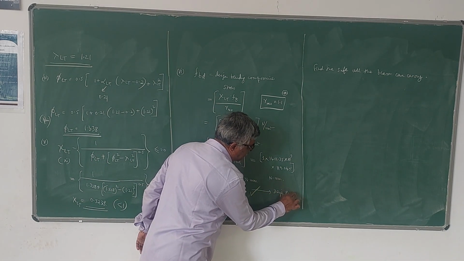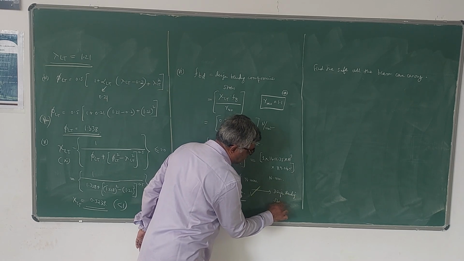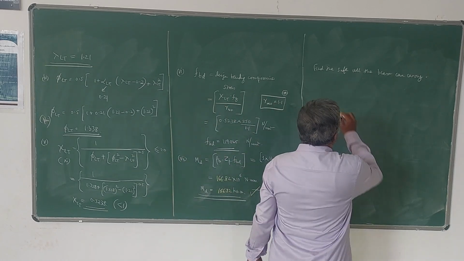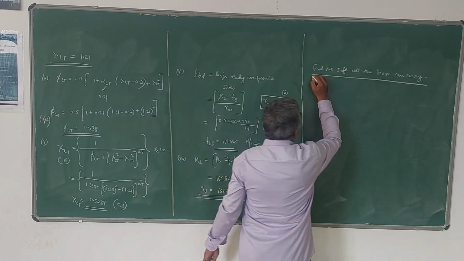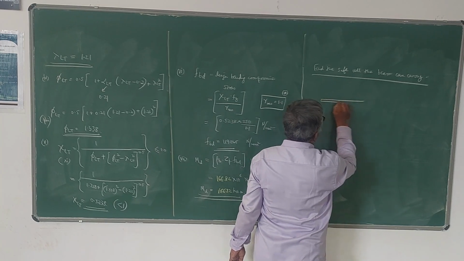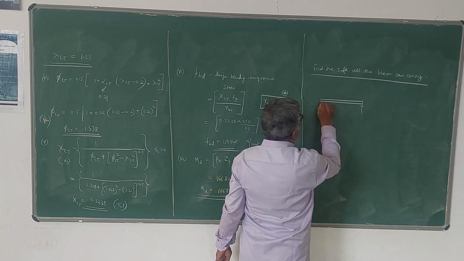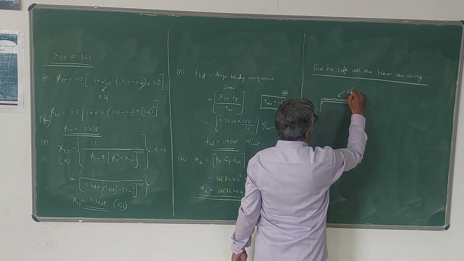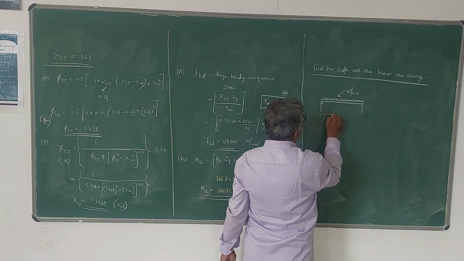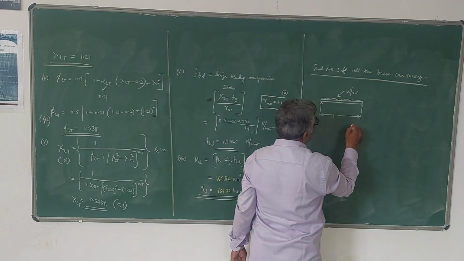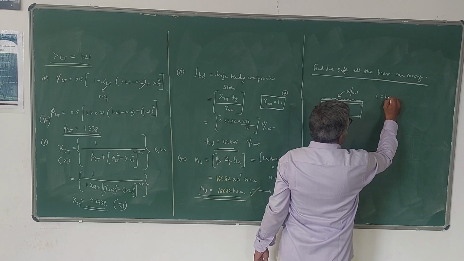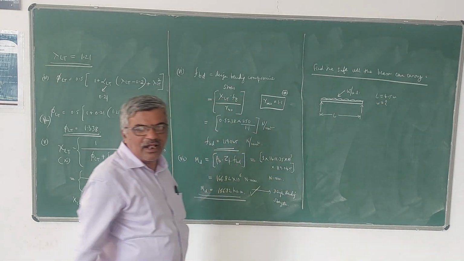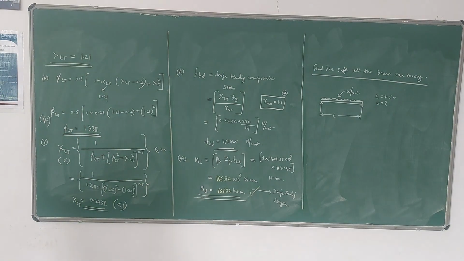Only if they ask up to find the design bending strength, you can stop at this stage. Suppose if they ask you to find the safe UDL the beam can carry, additional, what is the meaning of that? This is the beam. Suppose this beam has to carry a load of W per unit length UDL, span L is 4.5 meters. So what is the value of W? That is the meaning. How much load can the beam carry?